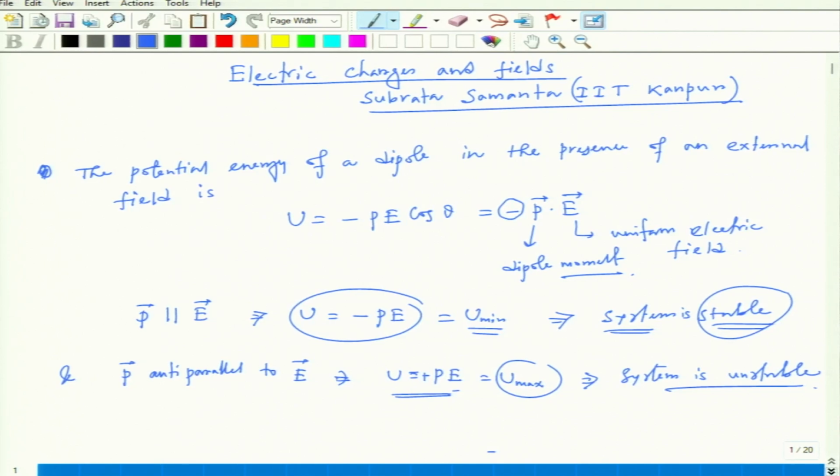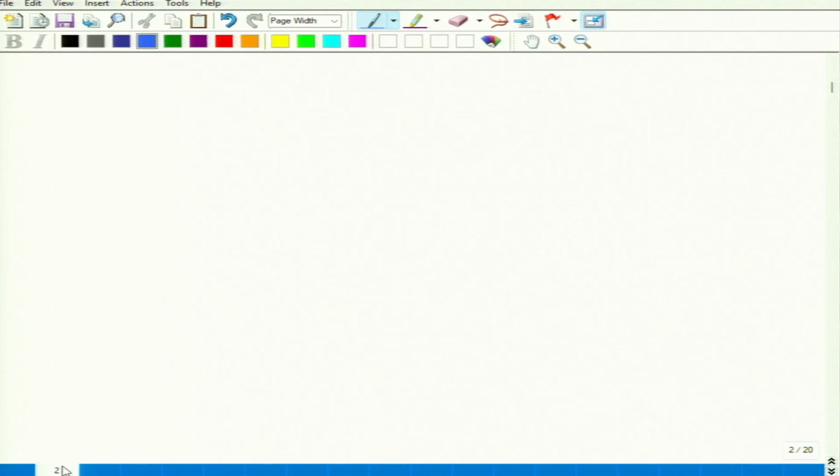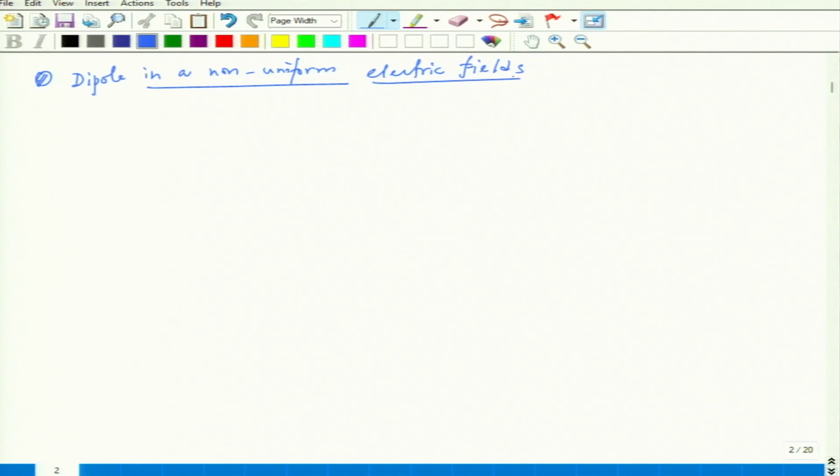Today I am going to discuss what happens when we place a dipole in a non-uniform electric field. So, a dipole in a non-uniform electric field.